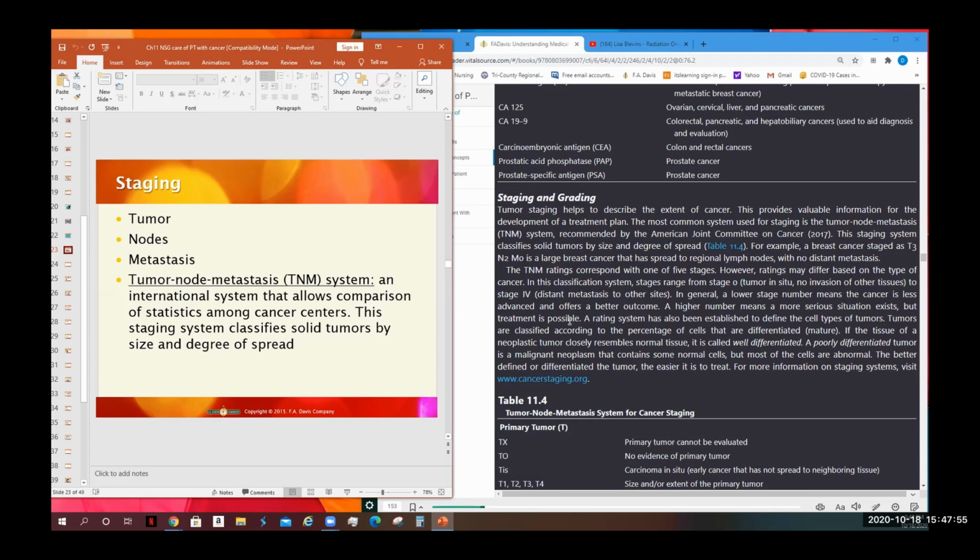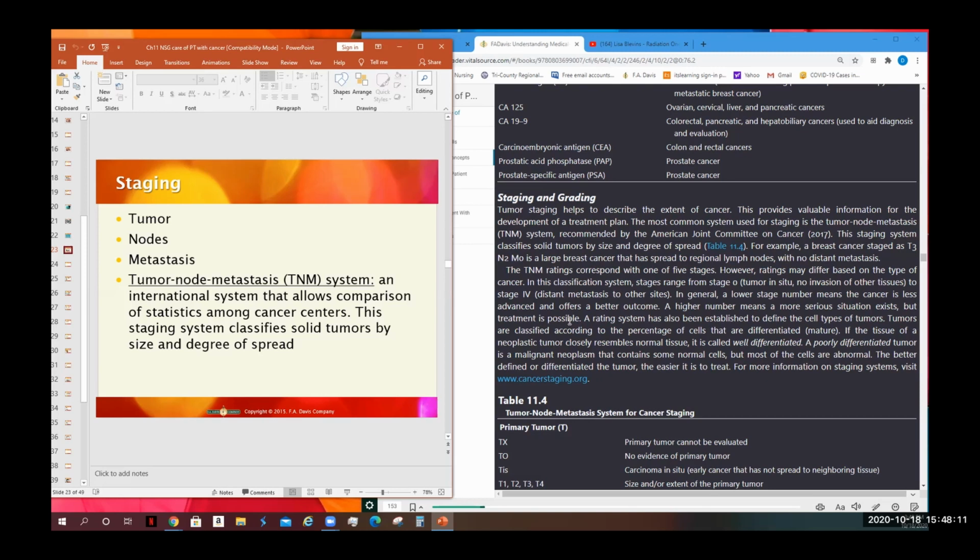In general, a lower stage number means the cancer is less advanced and offers a better outcome. A higher number means a more serious situation exists, but treatment is possible.